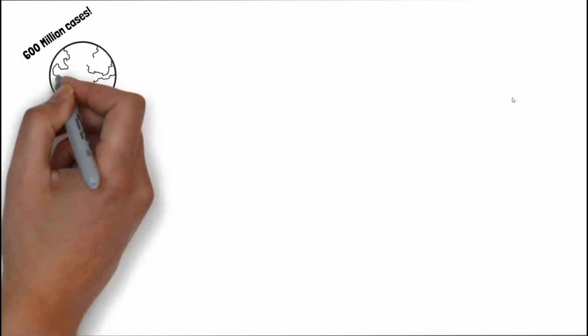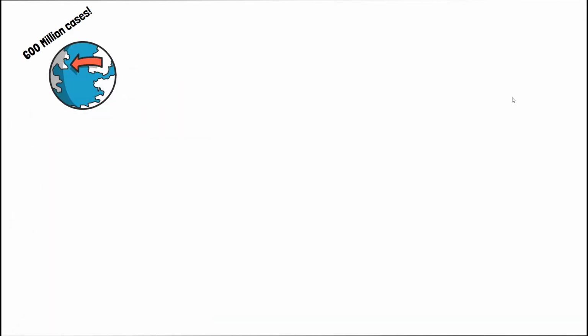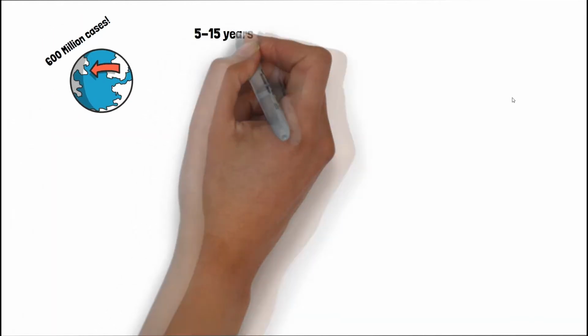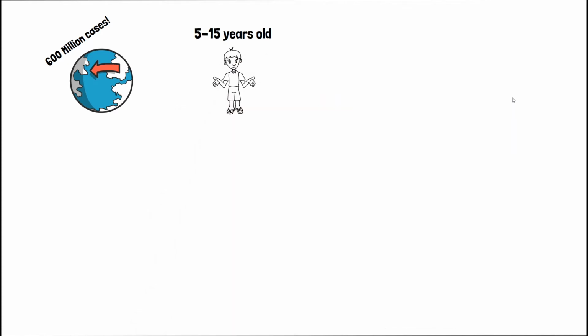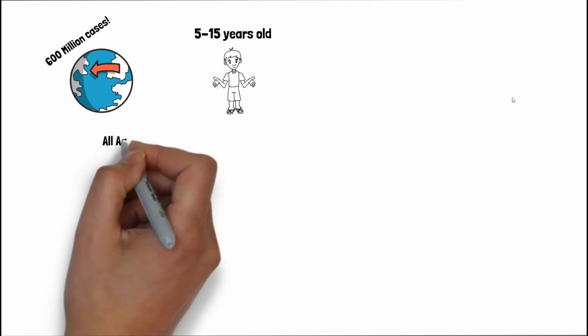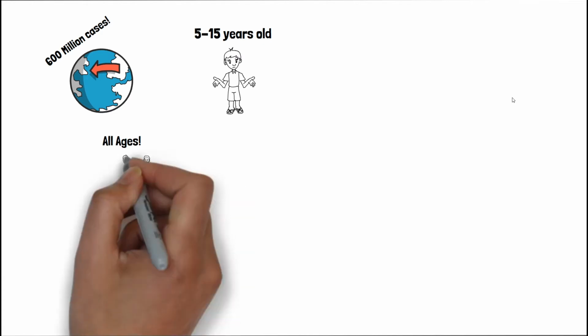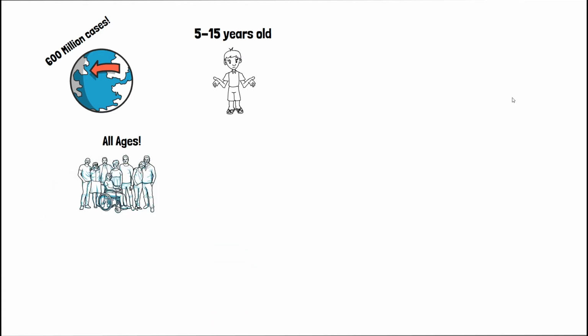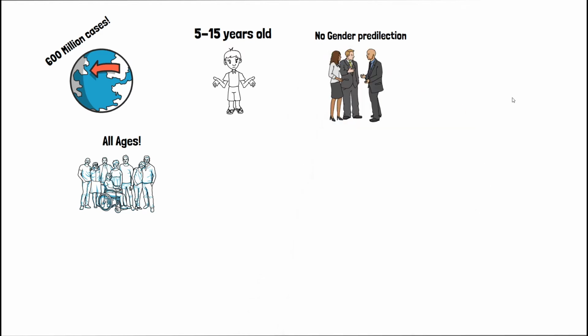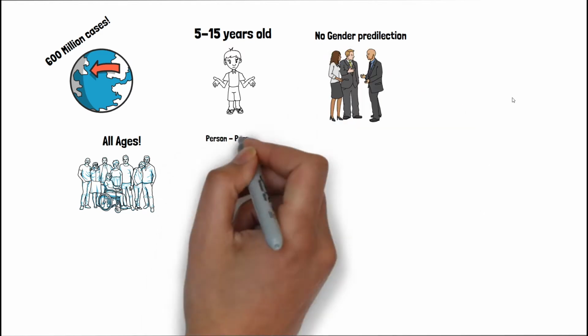The most common bacterial infection of childhood. There are more than 600 million cases that occur annually worldwide. It occurs primarily among children 5 to 15 years of age, but peak incidence can occur during the first years of school. All age groups are susceptible. There is no gender predilection.